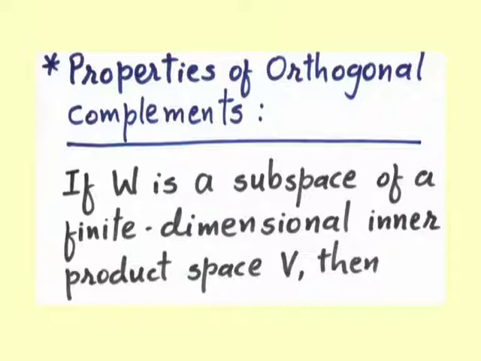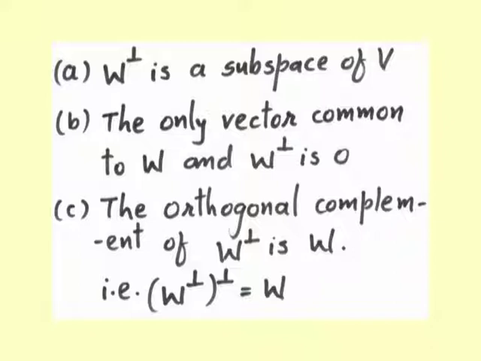Now, properties of the orthogonal complement. If W is a subspace of a finite dimensional inner product space V, then W complement is a subspace of V. The second property is that the only vector common to W and W complement is 0. It means you have only one vector which is in both W and W complement. And the third property: the orthogonal complement of W complement is W. It means the orthogonal complement taken again equals W.